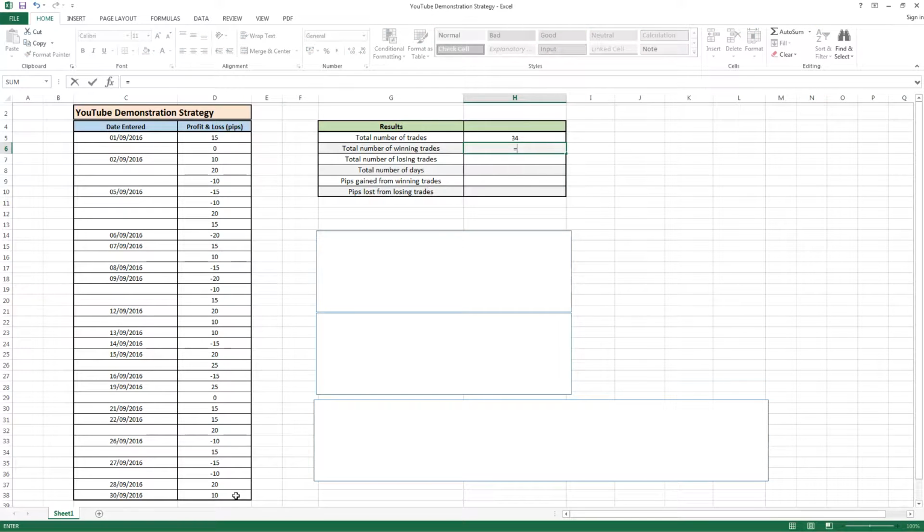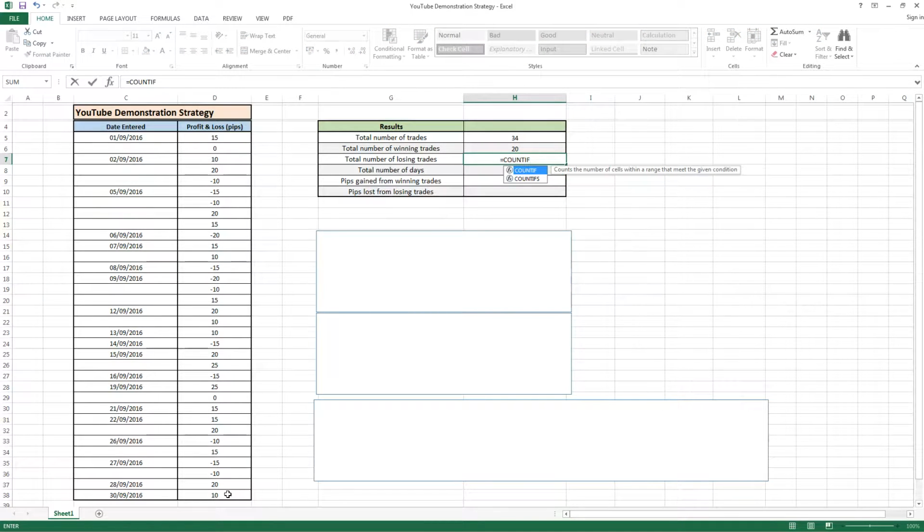So for this one, we can type COUNTIF, and then it wants a range and criteria. So the range is the same one, and the criteria you simply type comma, quotation, and we want it to be greater than 0. Quotation again, close brackets. So there are 20 trades in that list that are bigger than 0, which means we've got 20 winning trades. We pretty much want to do exactly the same for losing trades.